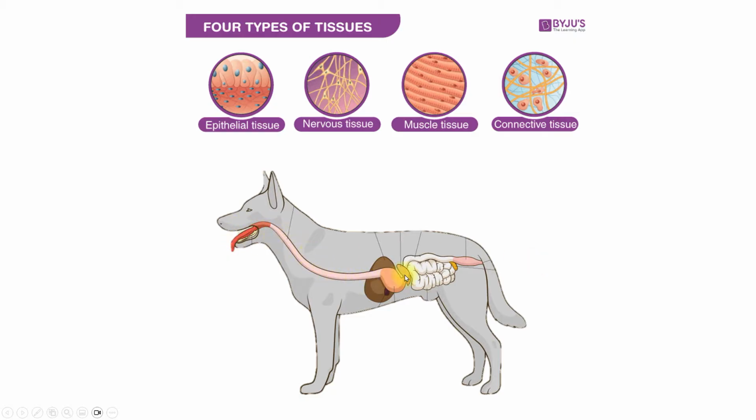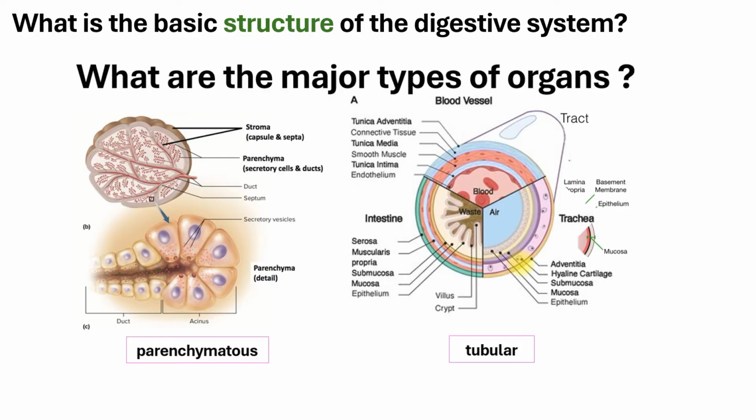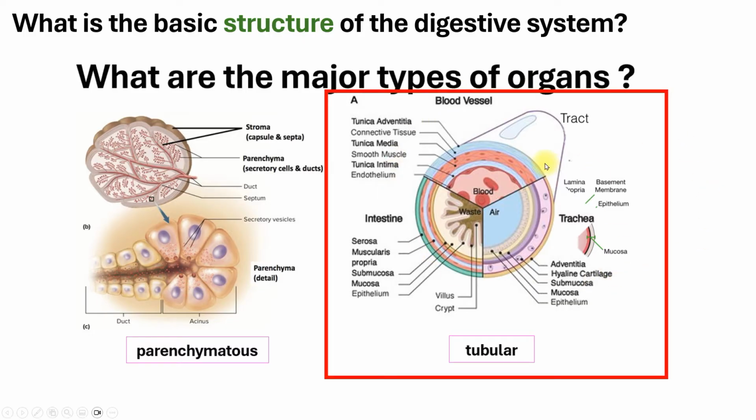Through all of these regions, we would have different components, different layers of tissues, which would contain all of the four basic types of tissues that we have learned in VETA 105. So what is the basic structure of the digestive system? We have our parenchymatous and our tubular organ types, right? When we are talking about the alimentary canal, coming from the term canal, we are actually talking about the tubular part of the digestive system.